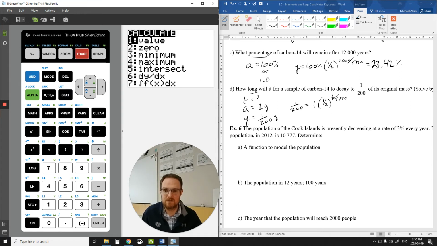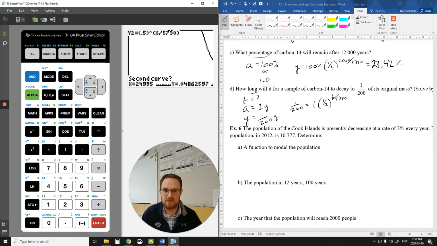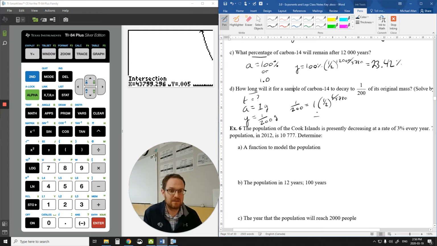So I'm just going to go intersect, enter, enter, enter. You can see my intersection point, 43,799. So I found a time value of 43,799 years. Now, you'll get more comfortable using the calculator, changing the window around, trying to match what the question is saying, like what's my maximum y value possible.